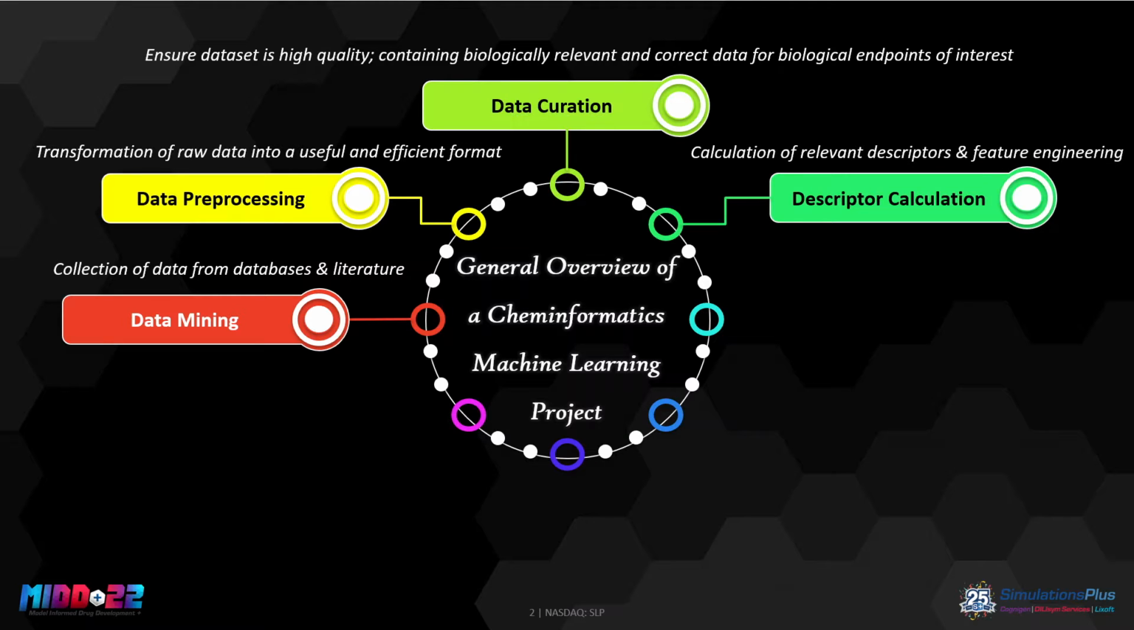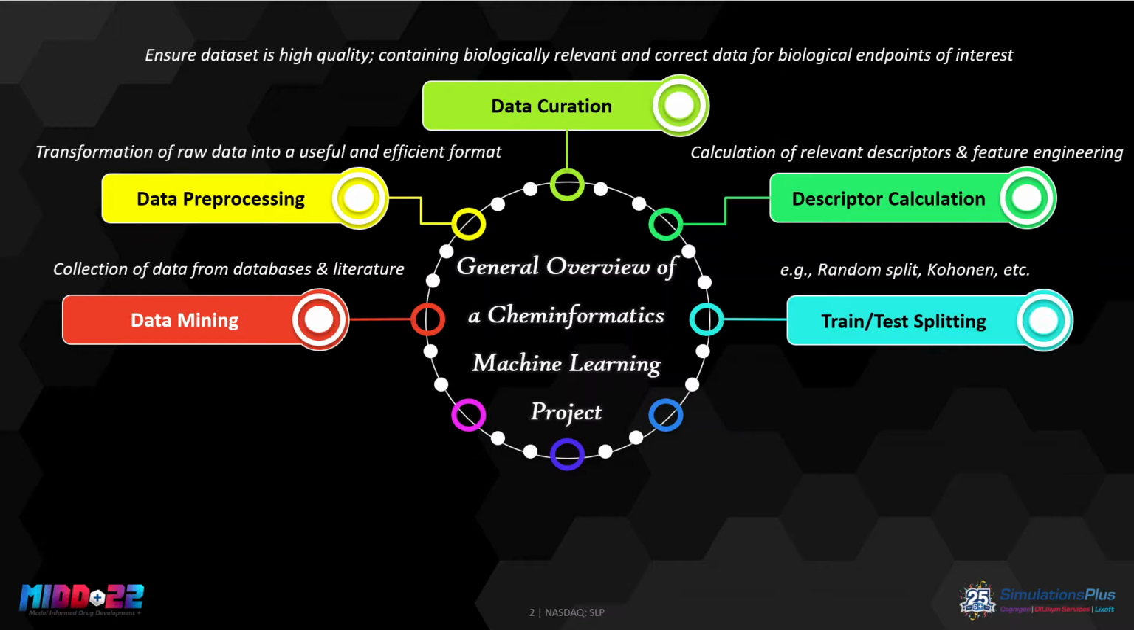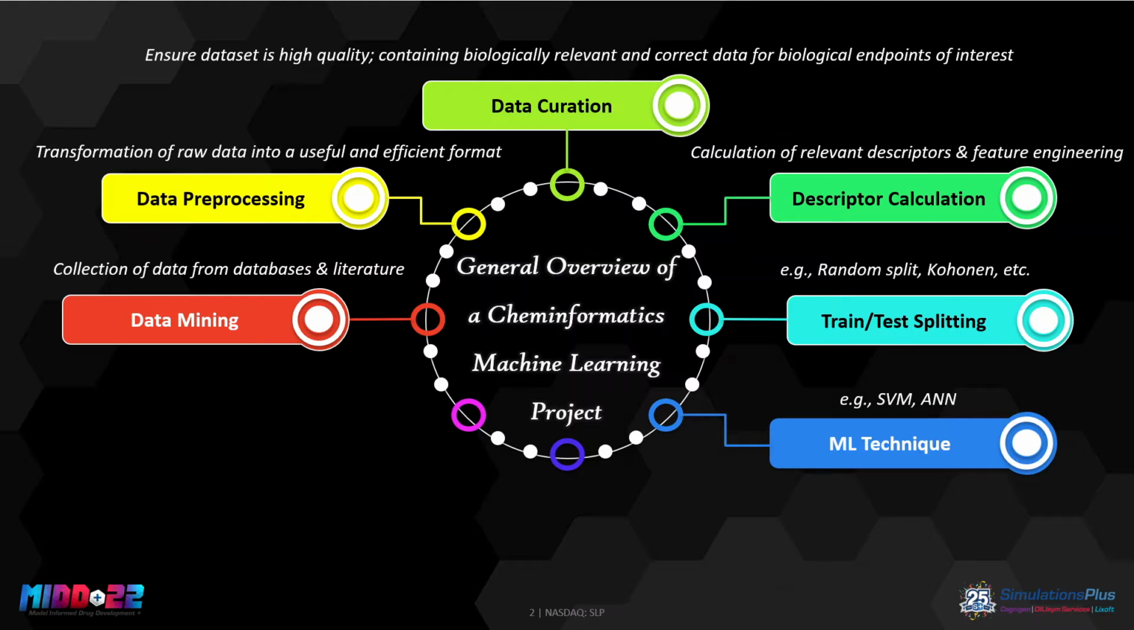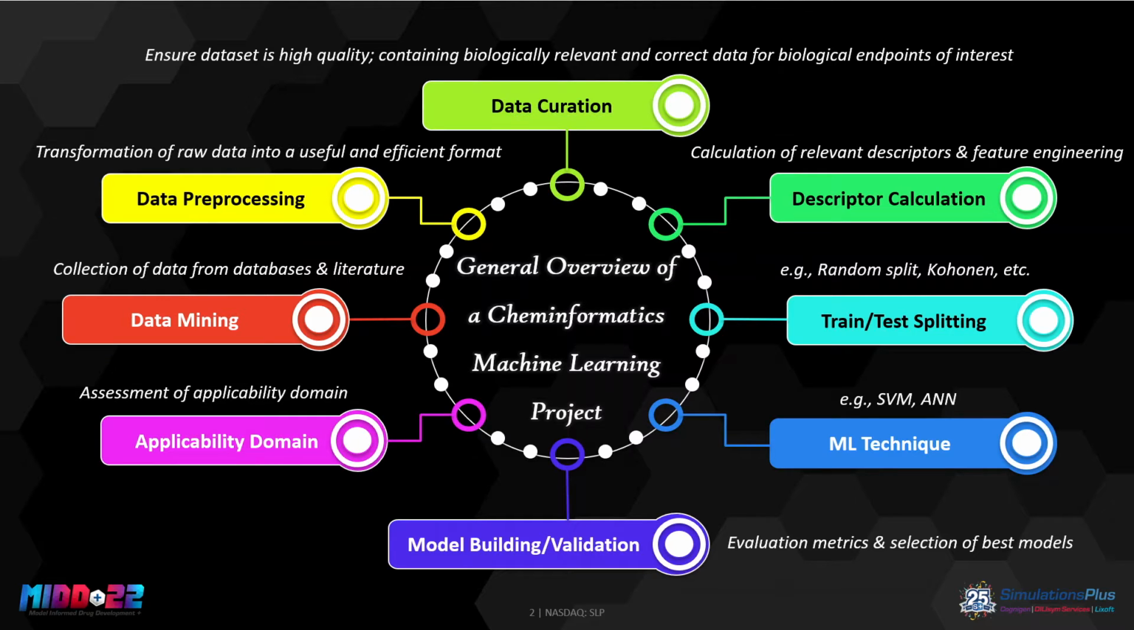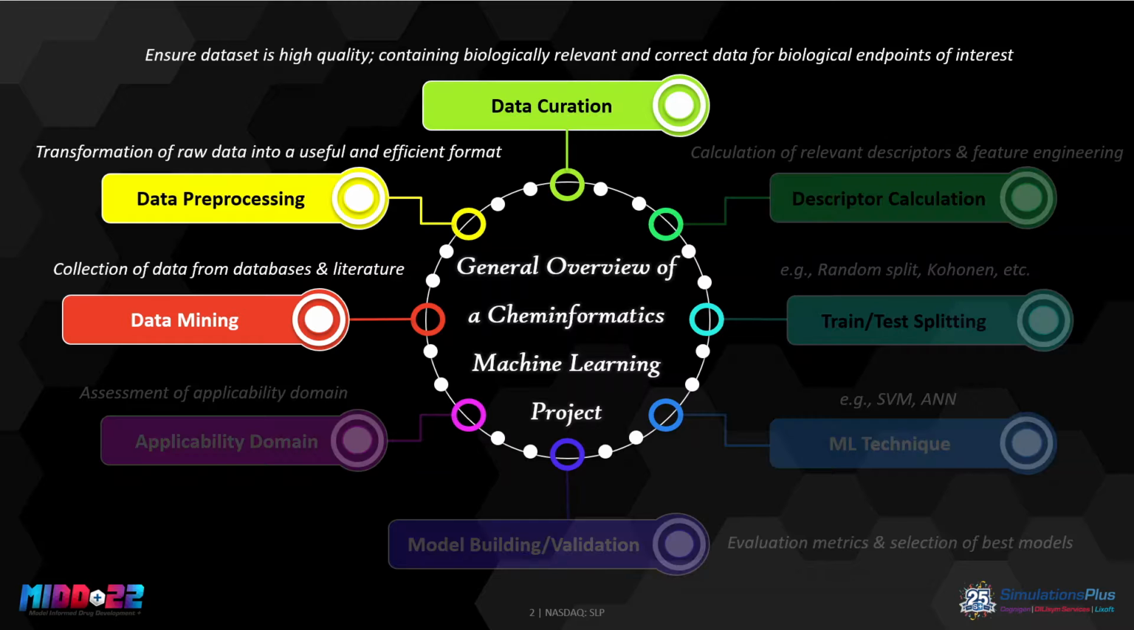Next, we generate molecular or atomic descriptors and do feature engineering as needed. Then we split the data into train and test sets. This can be done using different approaches, for example, random splitting, cohort mapping, and so on. Next, we select a machine learning algorithm, such as support vector machine or artificial neural network. Then we move on to model building and validation. Based on whether it is a classification or regression problem, we choose proper evaluation metrics and select the best models. Lastly, we assess the applicability domain of our models.